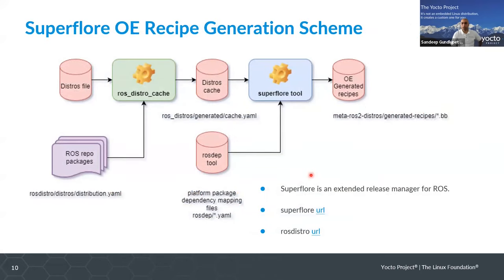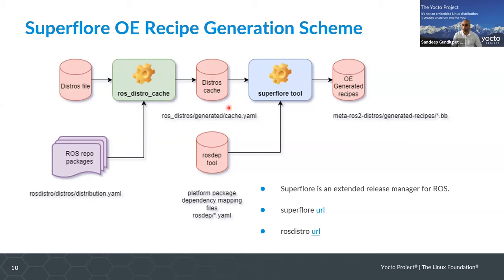So how are these meta-ROS recipes generated? Usually for each ROS package, we have something called distros, that is, each ROS distro release. And each distro release has something called distribution YAML files. Those YAML files, which are used for all the ROS repo packages, are injected into the ROS distro cache tool, and that tool generates all the distro caches. So basically it is a cache.yaml with all the package dependencies and versions, everything.